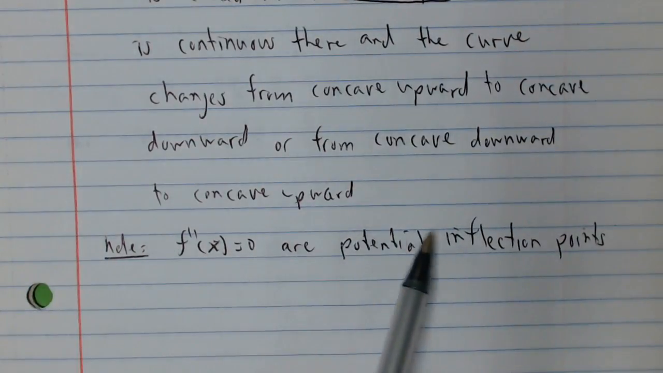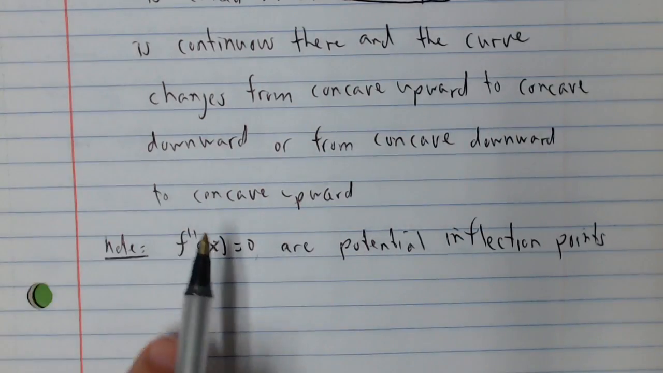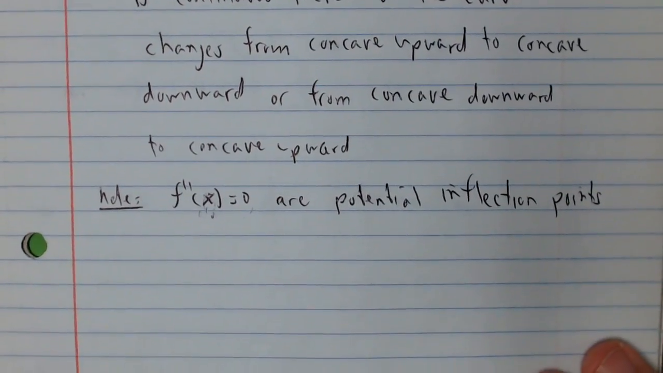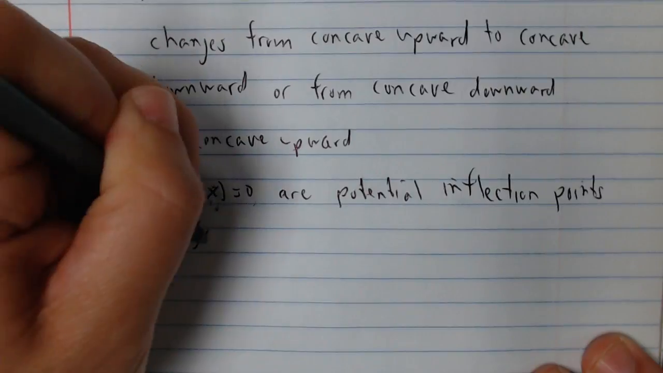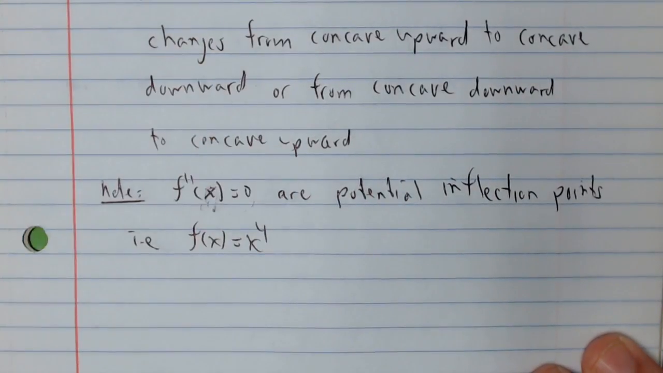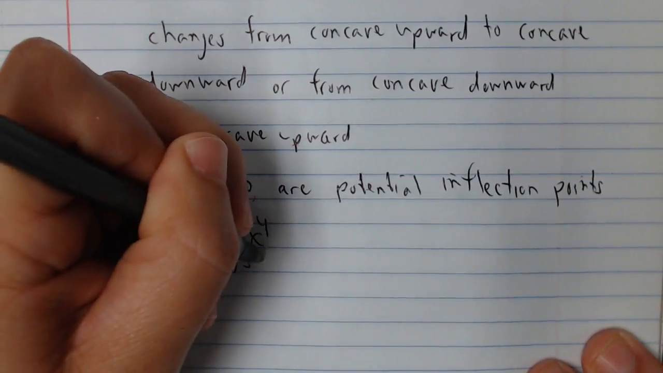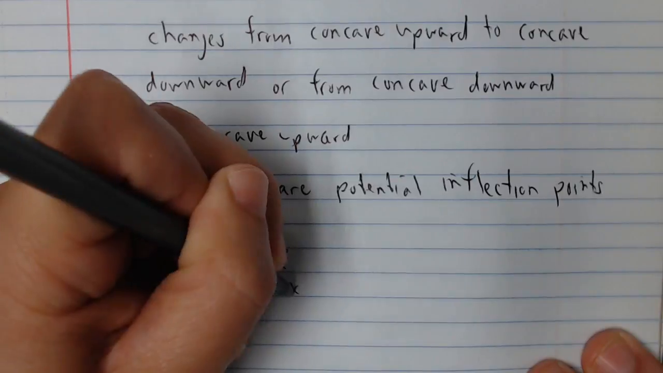And so what I mean by this is, at that x value, we need to make sure it changes from positive to negative. So for example, think of it this way. Consider f of x equals x to the fourth. What do I notice? F prime of x is 4x cubed. F double prime of x is 12x squared.